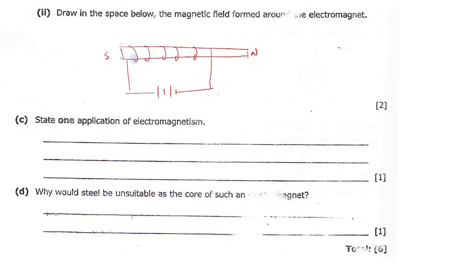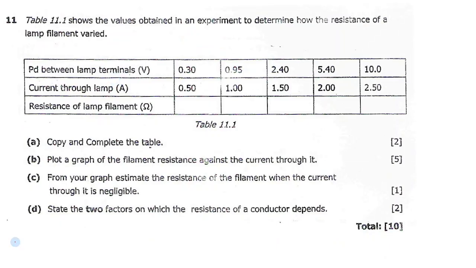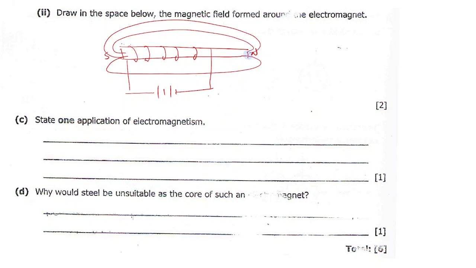Now, the magnetic field moves from north to south. So you label the magnetic field like that. This is what they're asking you. Then here you do likewise. So you put the arrows like that to show that the field goes from north to south, and it is done.